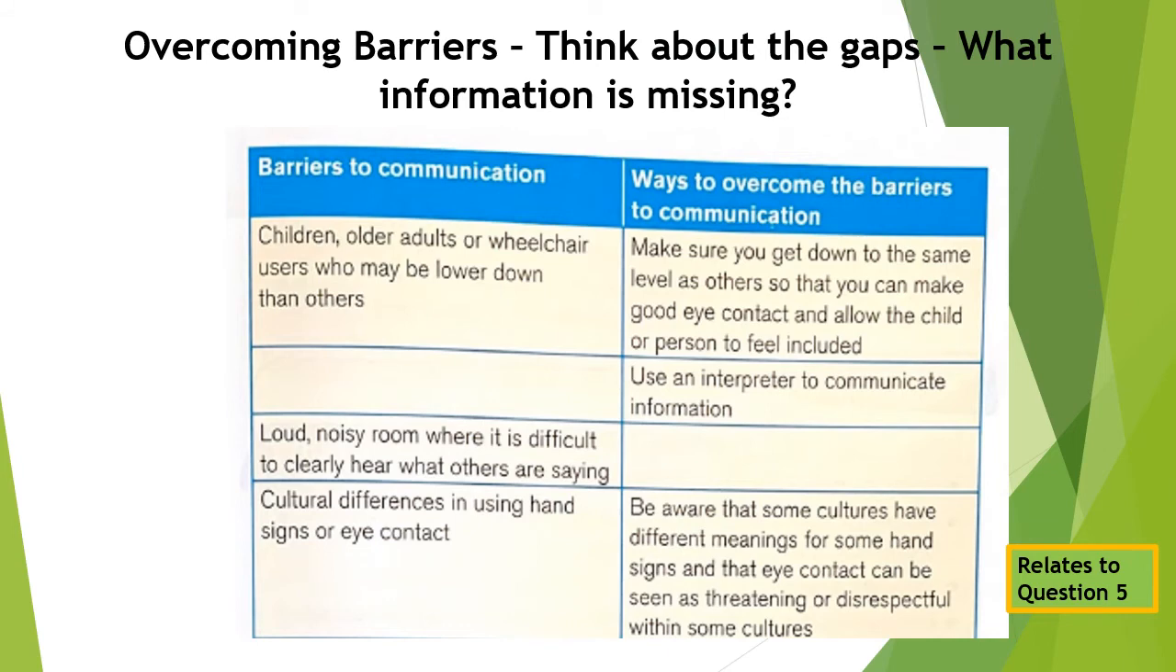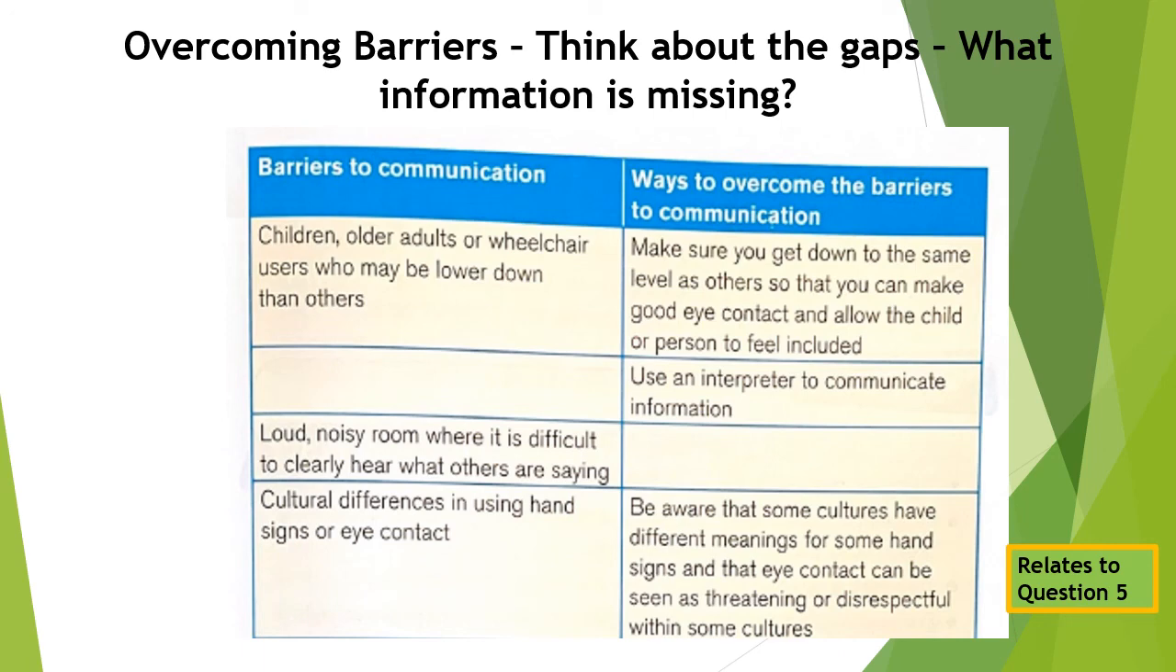So have a look at these next two slides and you will see on the left hand side it says barriers to communication, on the right hand side ways to overcome the barriers to communication. Now there is some missing information where you'll see the blank boxes there. So I want you to think about what the gaps could be, and if we just start, we'll look at the first one. So children, older adults or wheelchair users who may be lower down than others. So that's a barrier to communication, and ways to overcome: make sure you get down to the same level as others so that you can make good eye contact and allow the child or person to feel included.